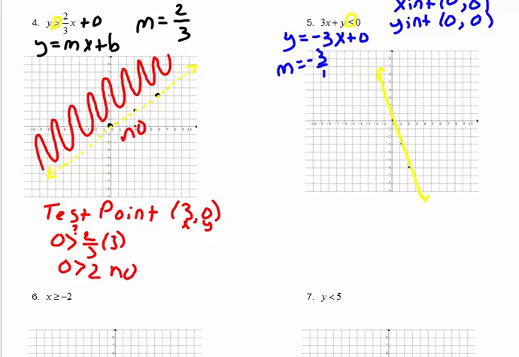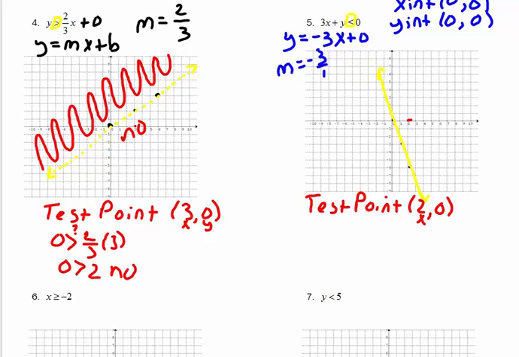Again, we are going through 0, 0, so we cannot do a test point of 0, 0. So I will choose a test point, say 2, 0. I'll use that as my test point. So test point will be 2, 0. Again, you can choose whatever point you want.